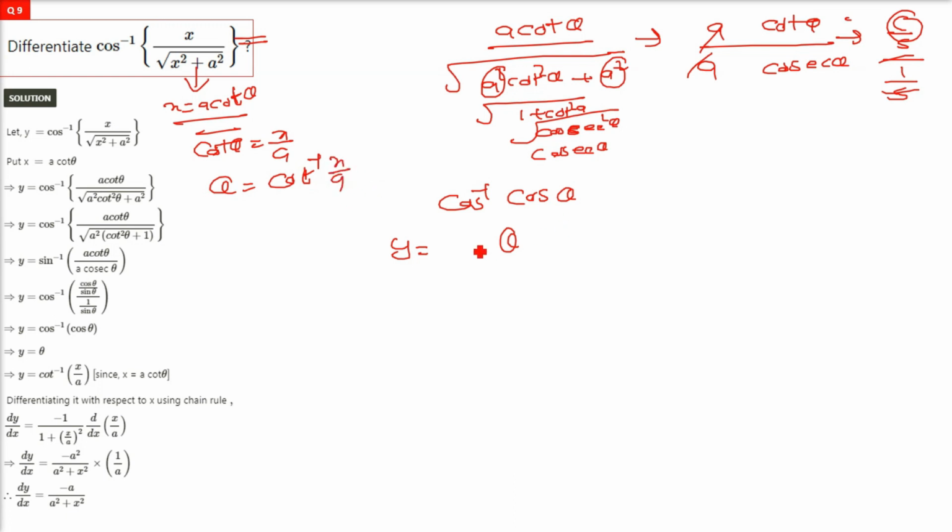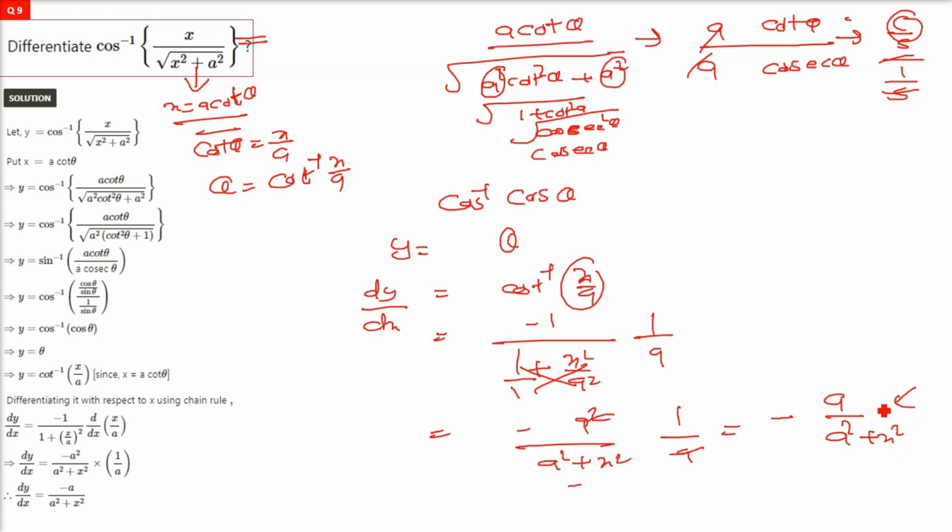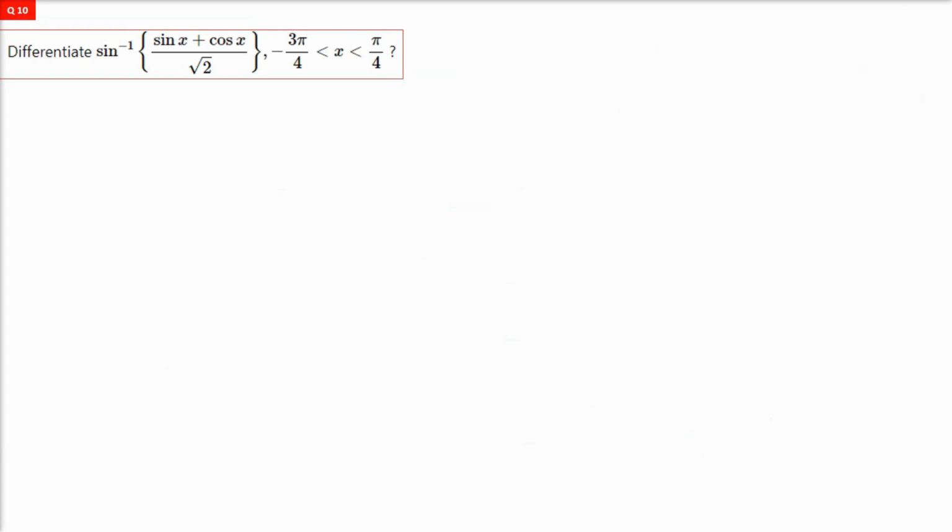So now put this theta as cot inverse x by a, just put it here. dy by dx of cot inverse x by a is negative 1 by under root 1 plus this thing, x by a whole square. So differentiation of x by a also is going to be 1 by a. So what do you get? a square plus x square, and a square will be in the denominator. I am taking it into the numerator. Negative a square, a gets cancelled. You have negative 1 by under root a square plus x square only.